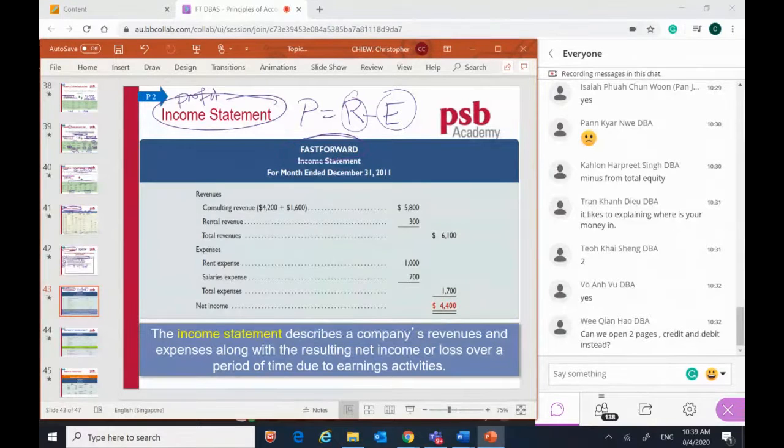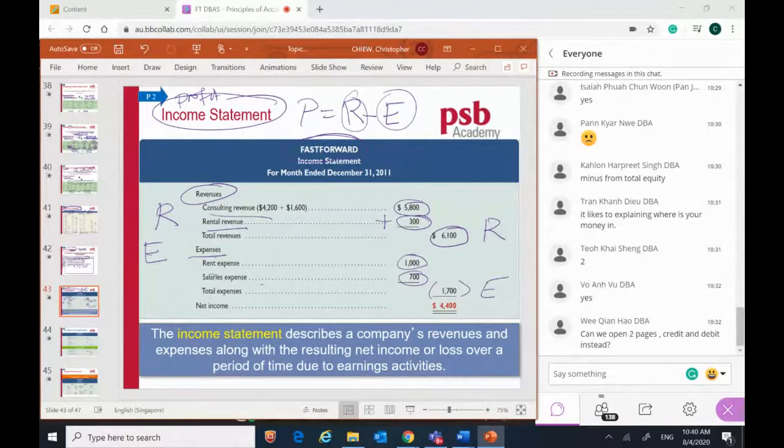The income statement for this company, fast forward. So the revenue are consulting revenue, they earn 5,800. Rental revenue, they earn $300. Total revenue add up, they earn $6,100. Okay, this is the R, revenue. Got it? Now, expenses. Well, the company pay rent 1,000. They pay salary 700.